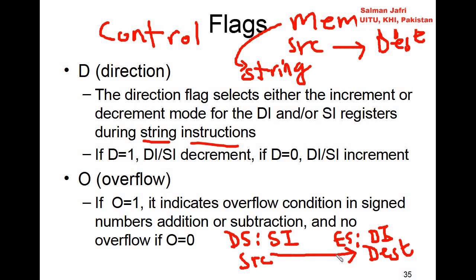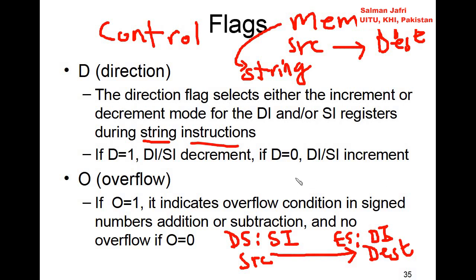Now we can see if SI is incremented by 1 and DI is incremented by 1, the next source address would be higher than the previous address. Similarly, if DI is incremented by 1, the next destination address would be higher than the previous one. This direction is controlled by the direction flag. So if D equals 1, DI and SI decrement. If we set the direction flag to 1, after 1 byte is copied from source to destination, SI would be decremented by 1 and DI would be decremented by 1.